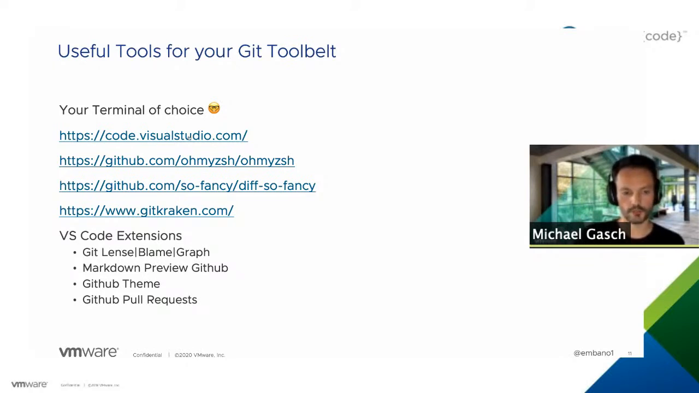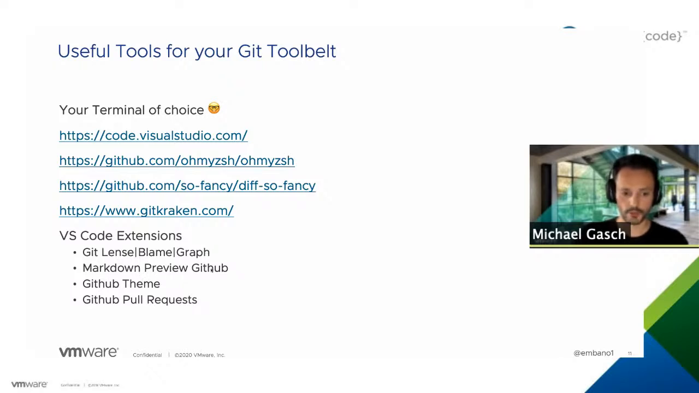I use VS Code as my editor, and it has some very good Git support. There's a couple of extensions that I'm going to use. I don't know if I have time to show them all, but there's Git Lens, which gives you deep inspection on some of these commits, who created them, some annotations, etc. There's Git Blame and Git Graph, very useful extensions for VS Code.